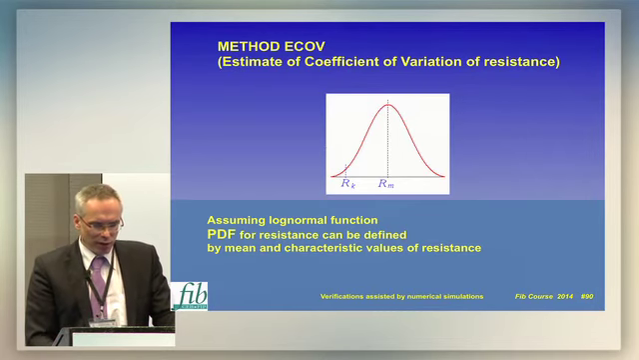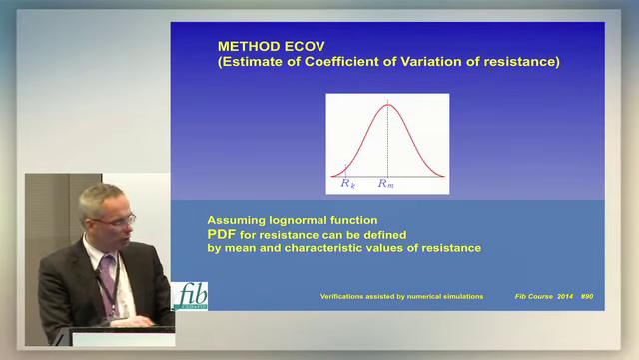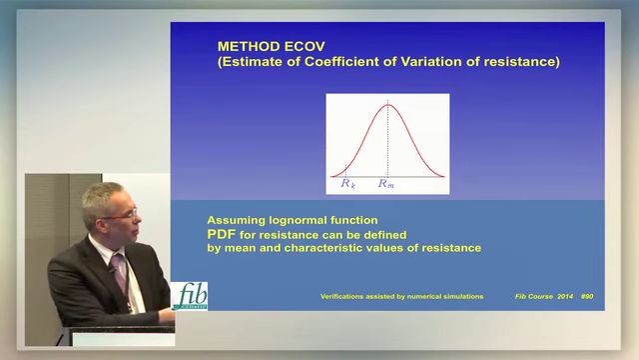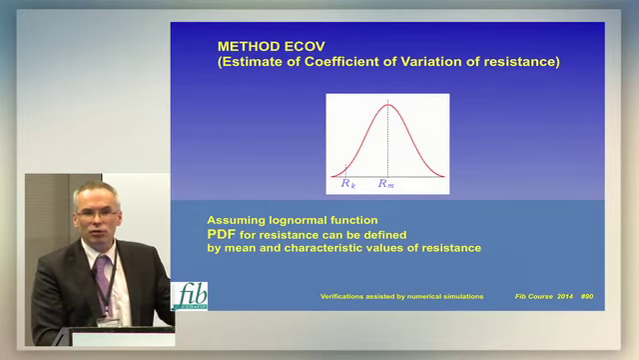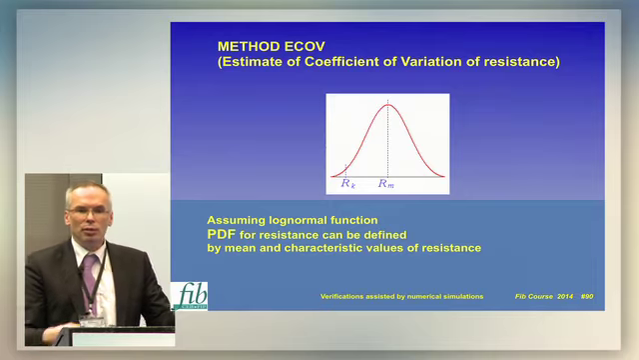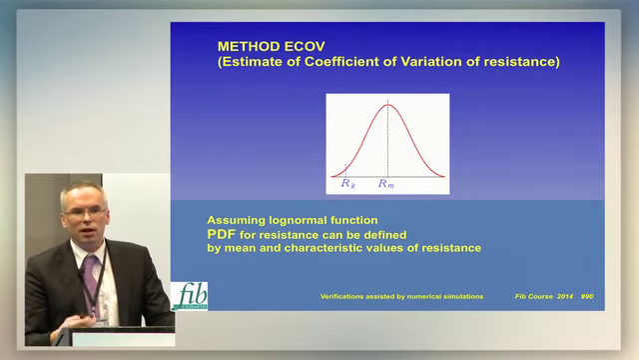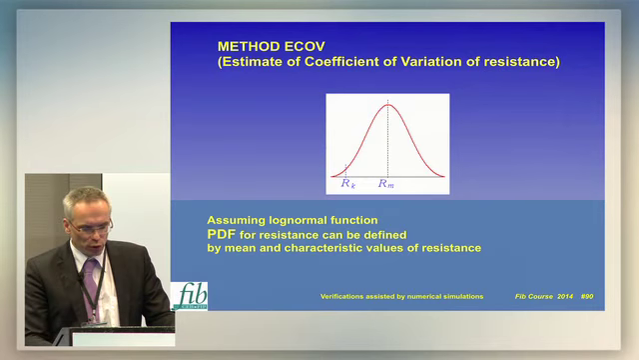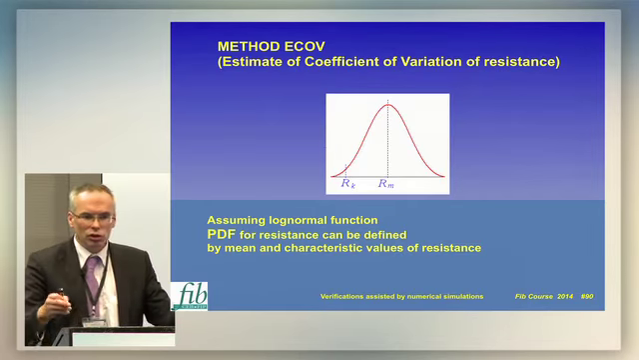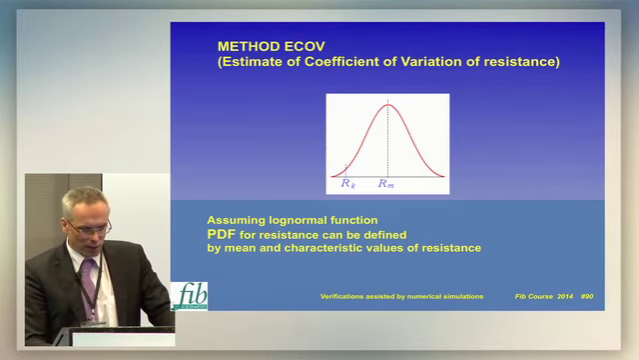And we call it ECoV, estimate of coefficient of variation. And in this method, we make two analyses. One using average properties, and this we consider to give an estimate of the mean resistance. And then another analysis using characteristic values, and we consider this to be an estimate of the characteristic resistance. And if you do that, and we make the assumption that the distribution of resistance is lognormal, which is quite realistic and accepted by almost everybody, it is then possible to make an estimate of the coefficient of variation.